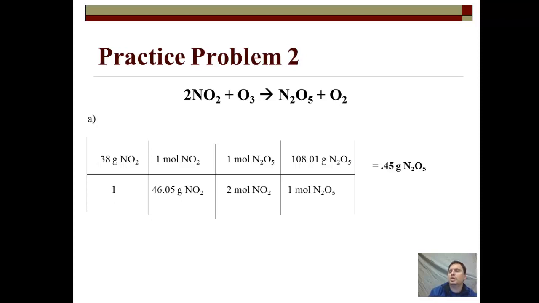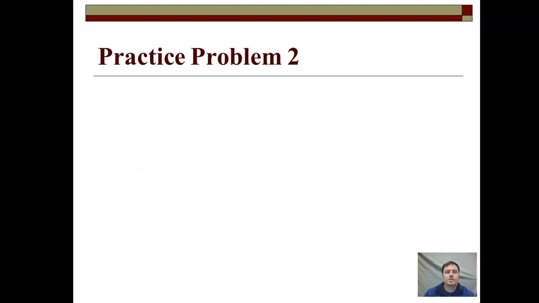Now, that's what we should have got in theory. Now what we're going to do is compare what we actually got to what we got in theory. So we got through this experiment 0.36 grams. We should have got 0.45 grams, so that gives us a percent yield of 80%. Hopefully you're following this. Okay, let's go to part 2.